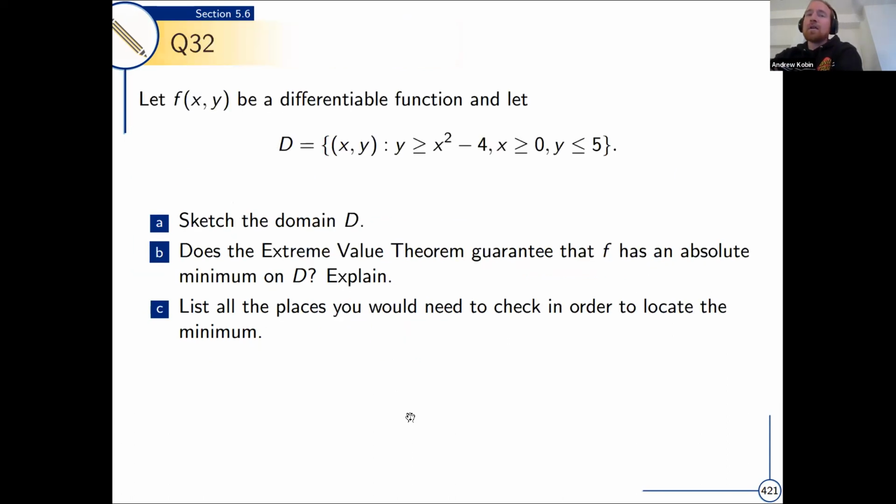I'll leave you with one practice problem shown here. We have a differentiable function f of x comma y on this domain. And the problem asks you 3 questions about this setup, including sketching the domain to check if the conditions of the extreme value theorem apply, and then asking about the conclusion of the EVT and the process you would take to go investigate the location of max and min if they exist.